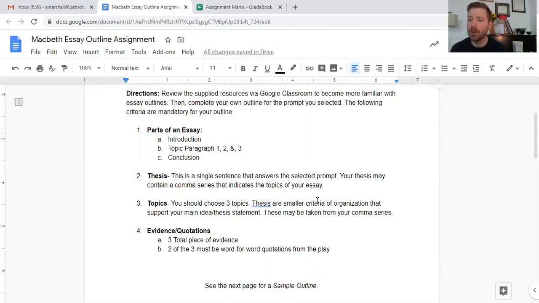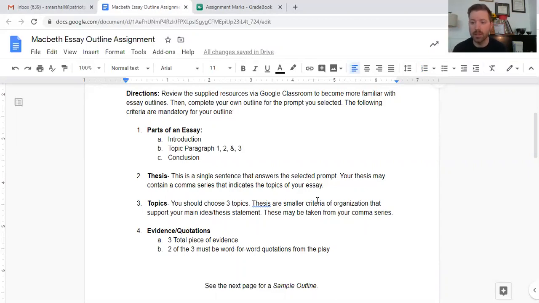The next required part of this outline is a thesis statement. This is a single sentence that answers the prompt you chose. So you can go back to last week's assignment of the essay prompts, look at the one that you chose. If you don't remember which one you chose, just go to the Google Classroom history and try to answer that question as directly and succinctly as possible. This is a thesis statement, and you will include this underneath the category of the introduction, as I'll show later.